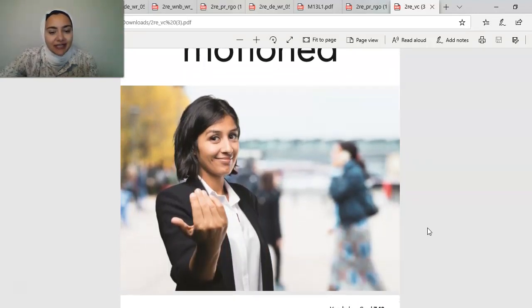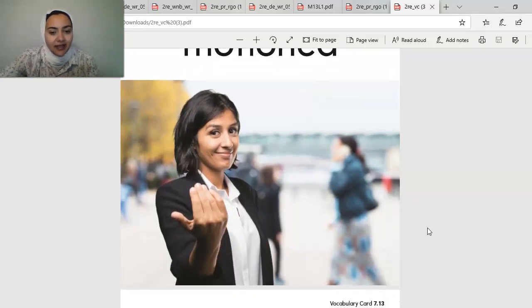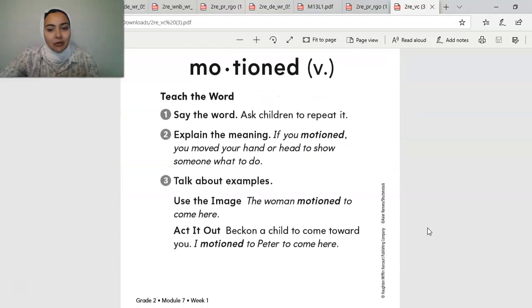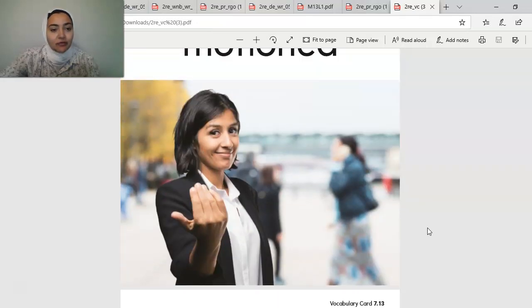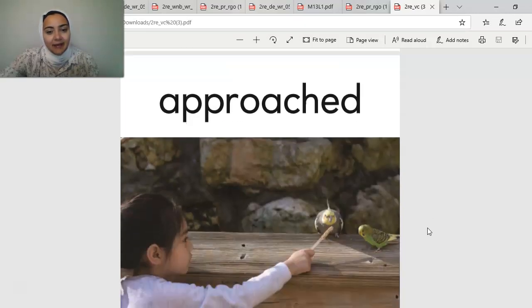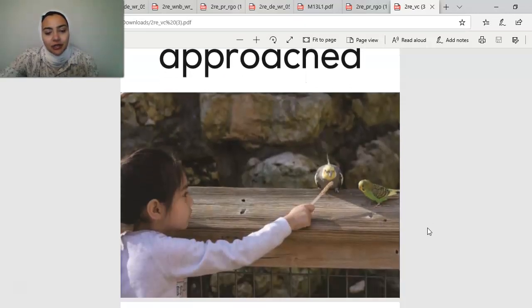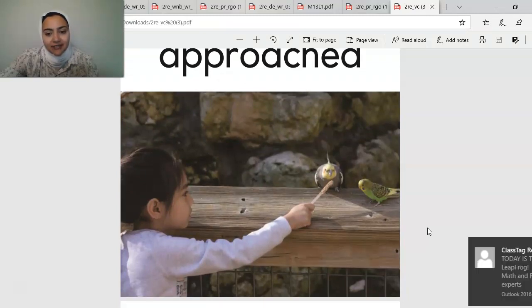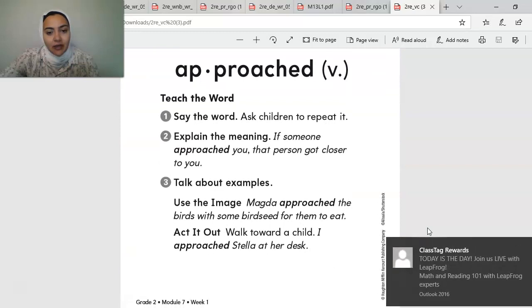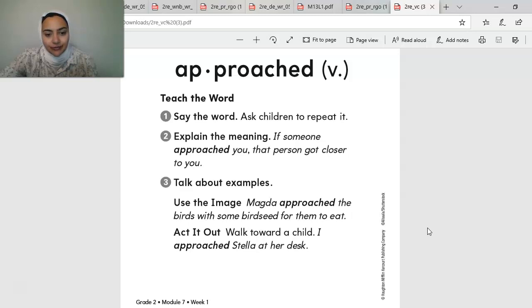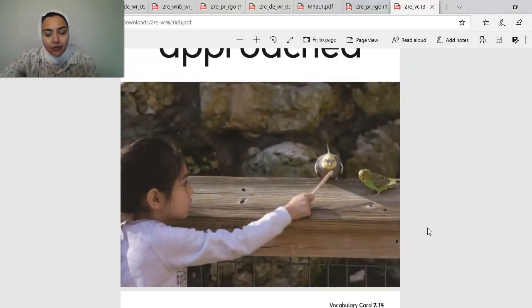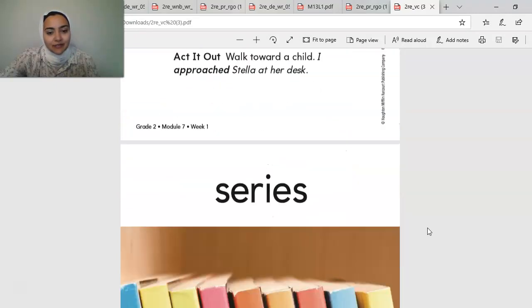All right, let's keep going. We have motioned. Here, this woman motioned us to come, right? So motioned is when you move your hand or your head to show someone what to do. So if you show somebody what to do without talking, you're motioning them, right? Let's look here. Approach. The girl approached the birds, right? In the zoo, probably. If someone approached you, that person got closer to you, or you got closer to them. So here the girl is approaching the birds. She's getting closer to the birds.